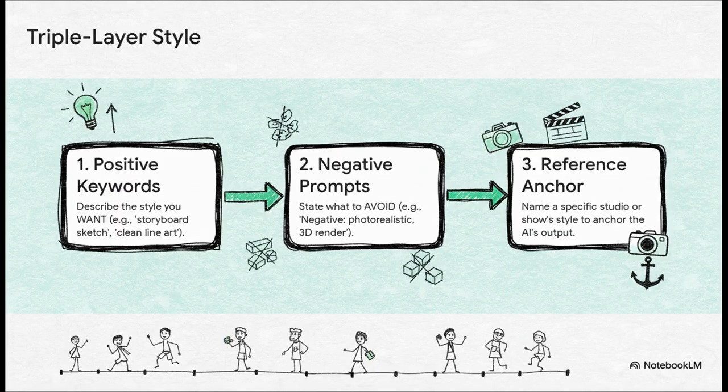The solution is a little technique I call the triple-layer style specification. Think of it as a 3-pronged attack. First, you hit it with positive keywords. Tell it exactly what you want. Storyboard sketch. Clean line art. Second, you use negative prompts to tell it what you don't want. Negative, photorealistic, 3D render. And third, you anchor it with a specific reference, maybe a studio or a show you love. This 3-part command gives you total control over the look.